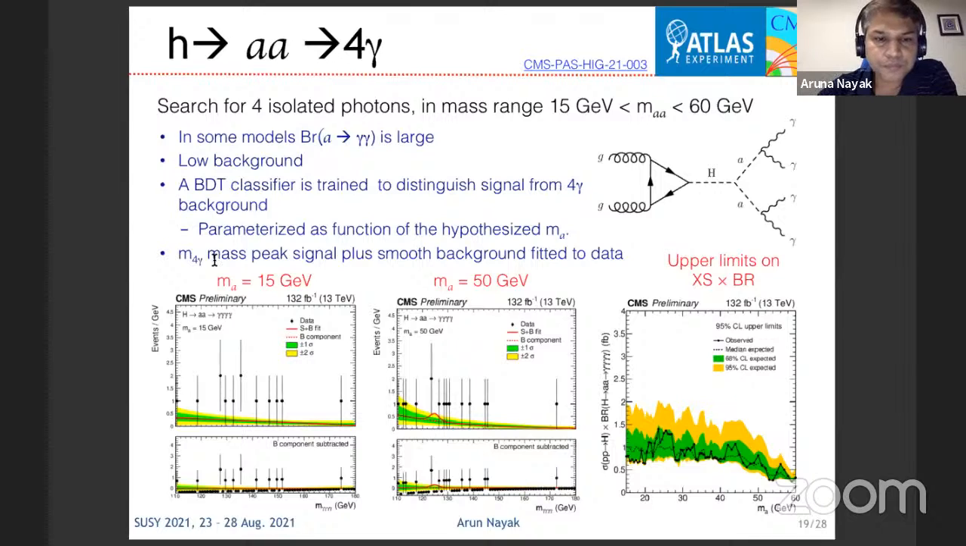To extract the signal, the mass of the four-gamma system is fitted, a distribution is fitted to the data. So here you see, for example, for one mass hypothesis of 15 GeV, the distribution of the data and the expected background, and background plus signal, and similarly for mass 50 GeV, again data and the expected signal plus background. Not much excess is seen, so you obtain an upper limit on the cross section times branching fraction, which is now quite stringent with the full Run 2 data.